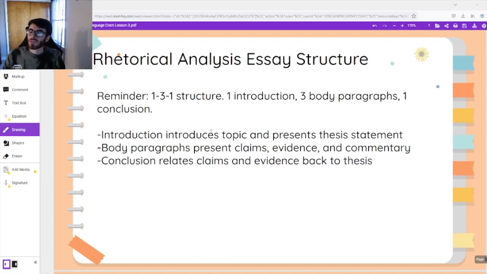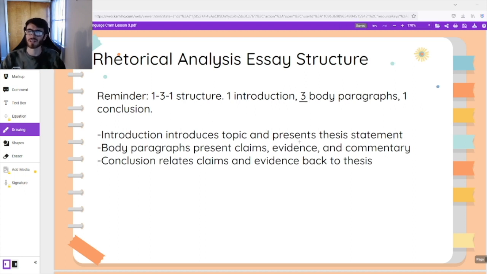So your essay structure for the rhetorical analysis essay is going to be the same as it was for the argument essay, and spoiler alert, it's going to be the same for the synthesis essay as well. We have that 1-3-1 structure that we talked about in lesson 1. We start with an introduction, we have 3 body paragraphs and 1 conclusion. Again, the number of body paragraphs doesn't necessarily have to be 3. 3 is just the recommended number.